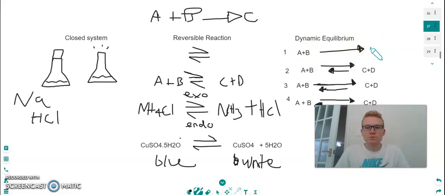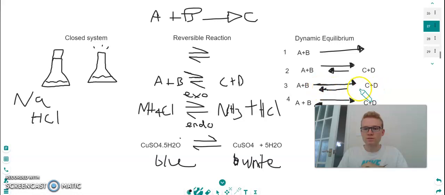Then we go to step 2. The reactants are forming the products. But as we know from a reversible reaction, some of the products can be made back into the reactants. So that's what's happening here. We can see that some of the products, just a little bit of them, are being made back into the reactants.